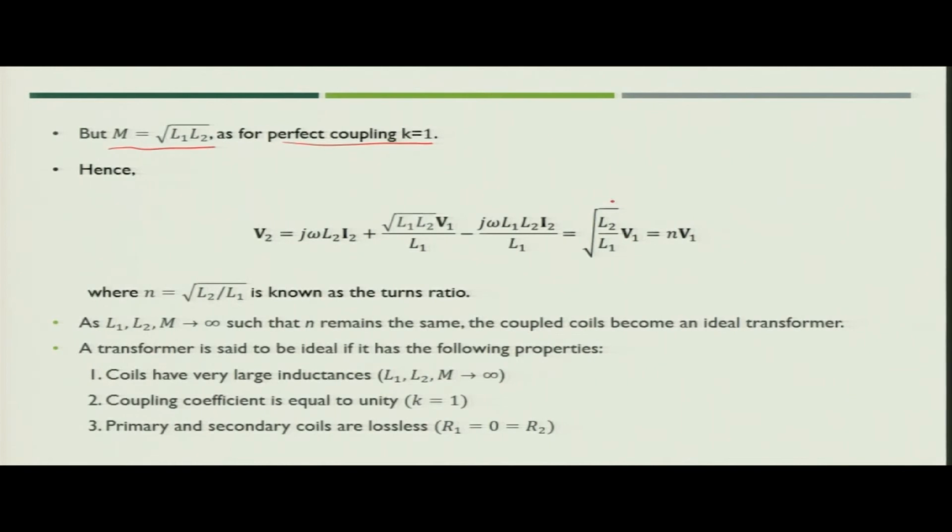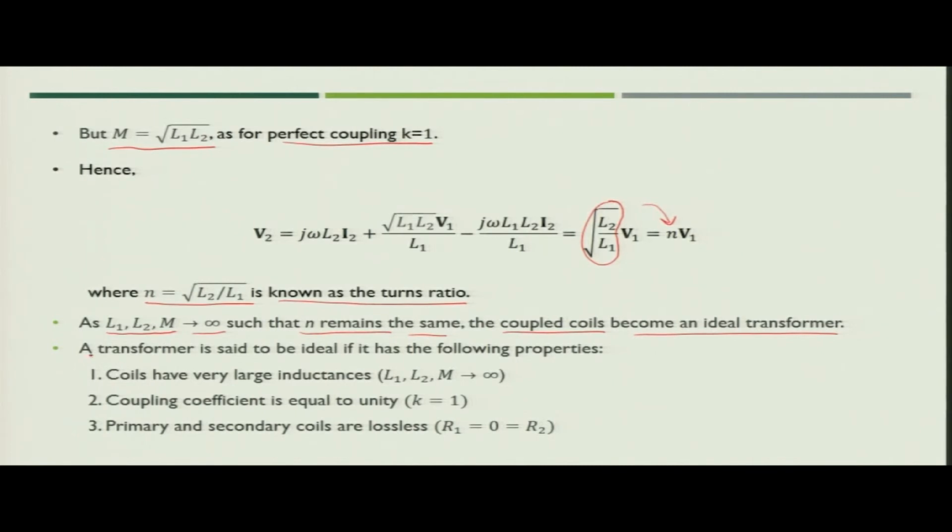So, now if you just say root of L2 by L1 as n, we can simply write V2 is equal to n V1. Now, what is n? N is popularly known as the turns ratio of the transformer. So, if you see the expression, if L1, L2 or M tends to infinity in such a manner that n remains the same, the coupled coils will become the ideal transformer.